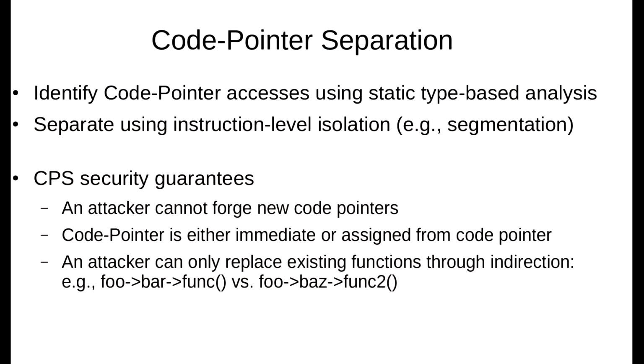What the attacker can do, using that doubly indirect access or going through multiple indirections, is replace existing functions through these indirections. So for example, the foo bar function can be turned into the foo bus function. But it must be a code pointer, it must exist, and the current memory region must be valid at that point in time. And then a successful attack is very unlikely.